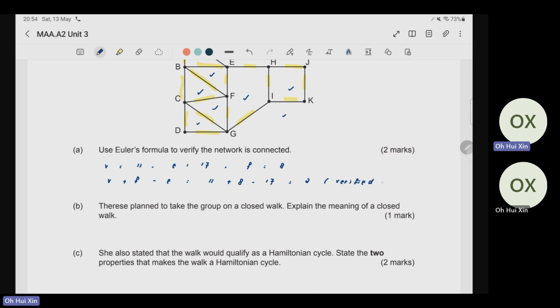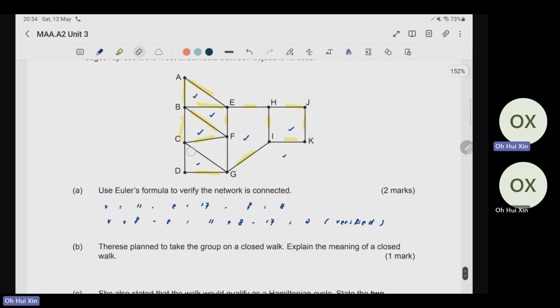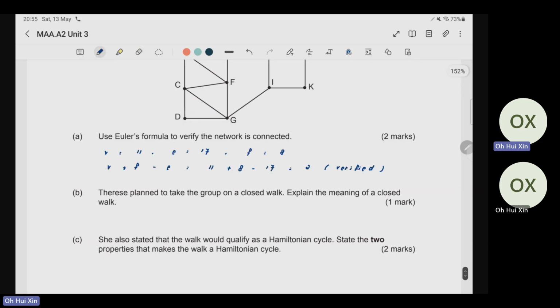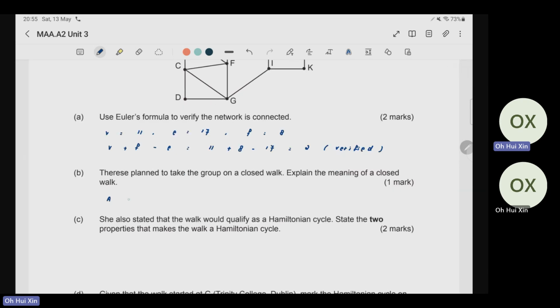Theresa planned to take the group on a closed walk. Explain the meaning of a closed walk. This is a one mark question. Normally, they don't ask for the meaning of a walk. The keyword here is to explain what is meant by closed. So a closed walk is a walk that starts and ends at the same vertex.